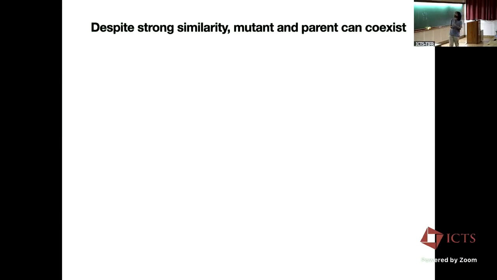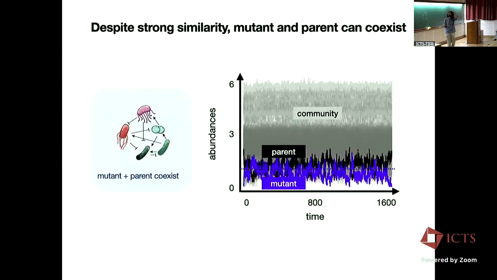So the two things that I want to tell you here are, again, to expand on this idea of coexistence, and second, on this idea of what is knocked out. Despite this strong similarity, what you can often observe are the mutant and parent coexisting. So this is one example of what these dynamics would look like.